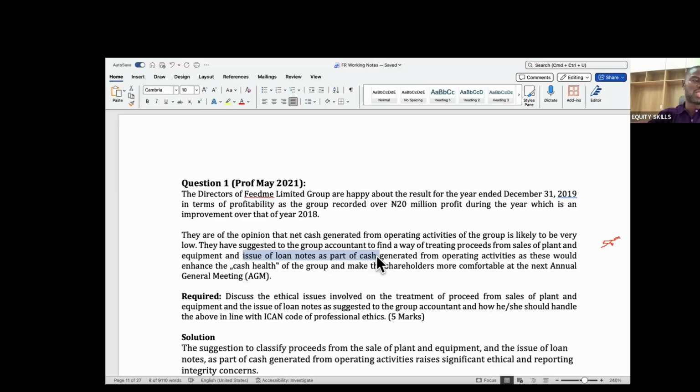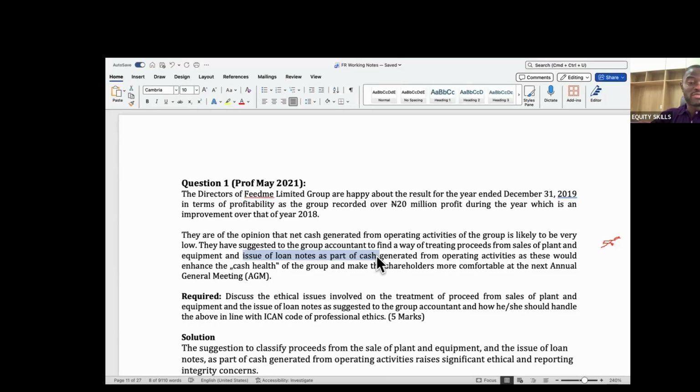Now that they are requiring that you treat it as operating, it will boost their net cash flow from operating activities. It will show as if the company is doing so well and making so much money from operations. And it will then undermine the fact that the company is actually selling some assets.